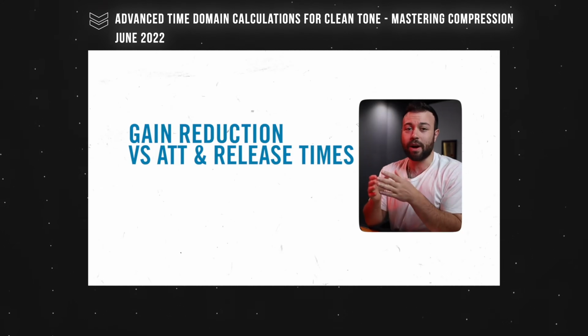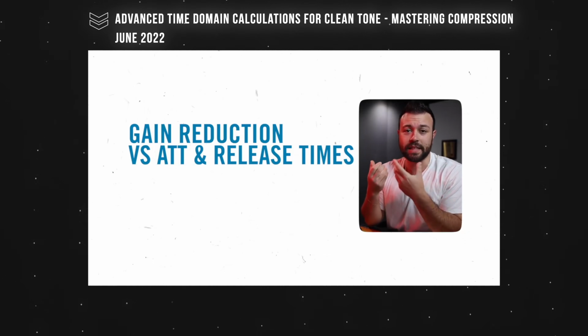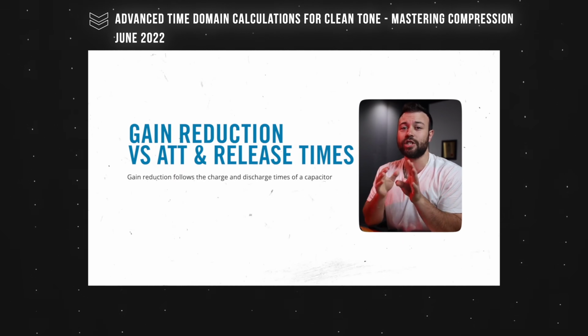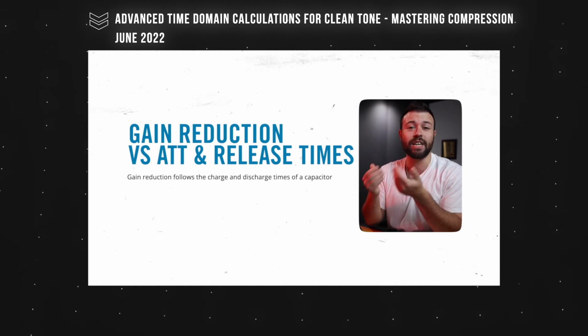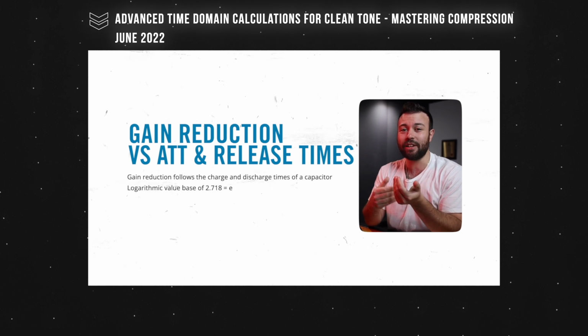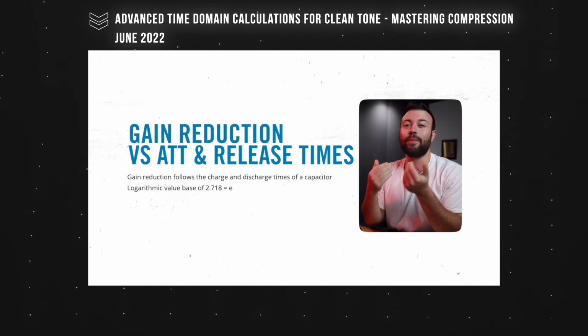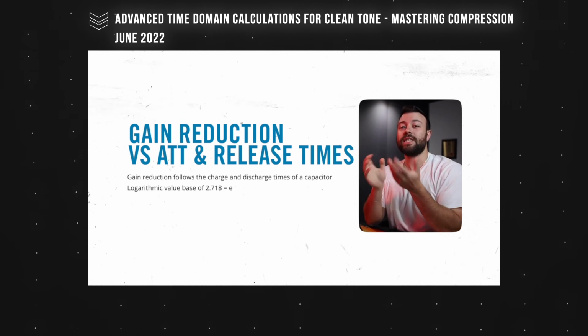So I ended up doing some research into the ballistics of compressors, and I came up with the following formula. But can you spot the error? The attack and release parameters of standard compressors are logarithmic in their action, and most notably follow the charge and discharge times of an electronic capacitor, which have a logarithmic value base of 2.718.